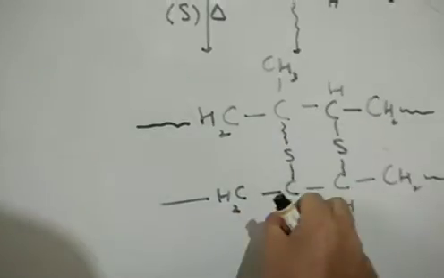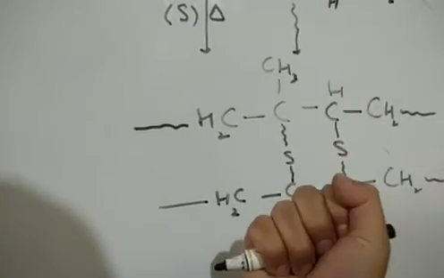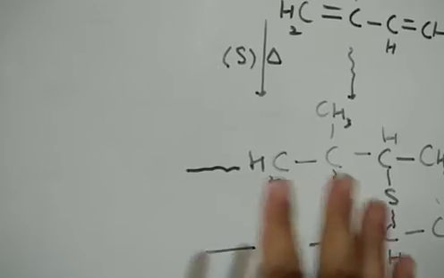So elasticity and water absorption capacity of this rubber gets reduced, but tensile strength increases and it is less resistant to the attack of organic solvents or the oxidizing agents. So this is all about what happens in the vulcanization.